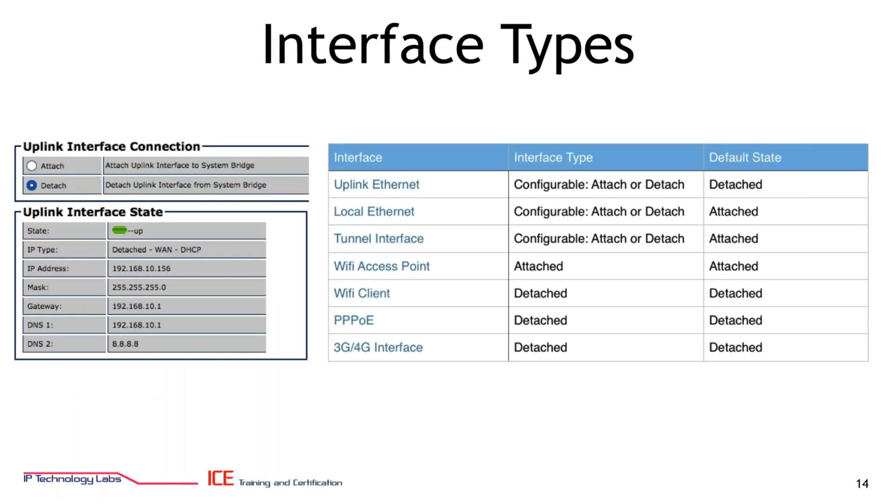This table just shows attaching and detaching interfaces. So within the web UI, you have the ability to go in and decide if an interface is attached or detached. So all the Ethernet interfaces, the tunnel interfaces, those are all configurable. You can attach them or detach them. Wi-Fi access point looks like a local interface. It's typically attached. Wi-Fi client, PPPoE, 3G, 4G, LTE, those are always detached because those are viewed as WAN technologies.